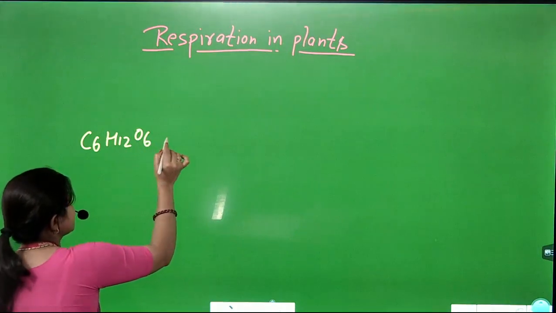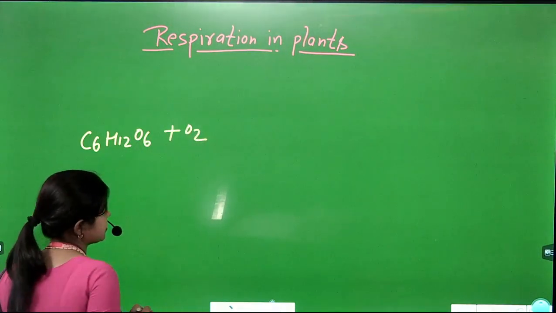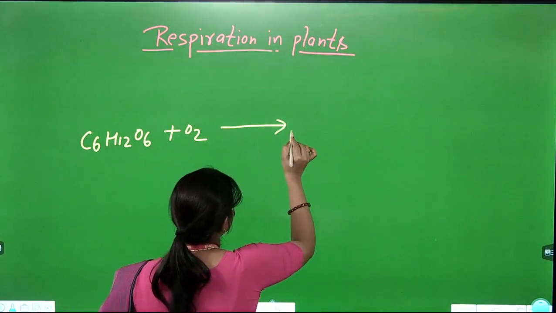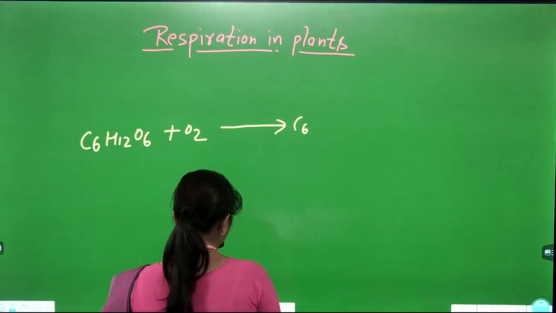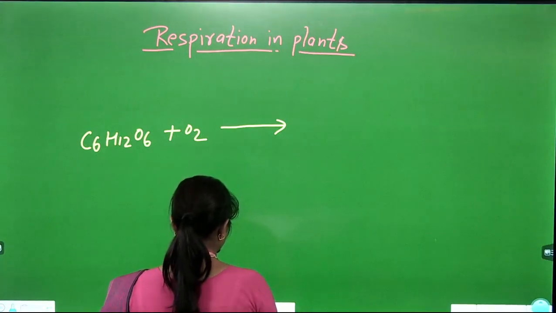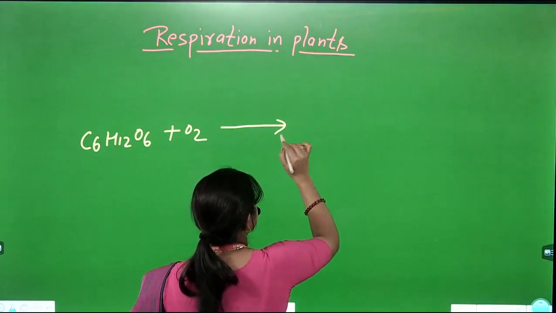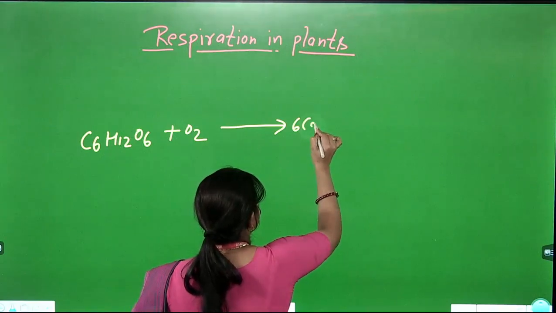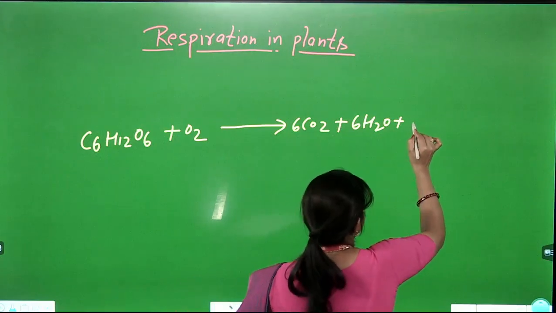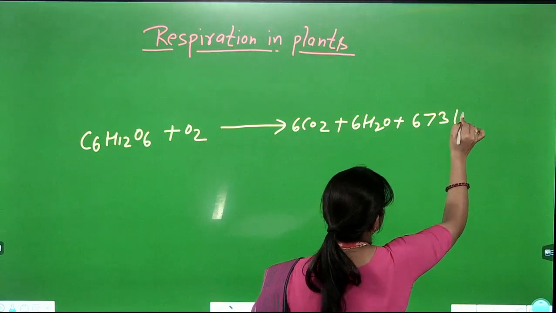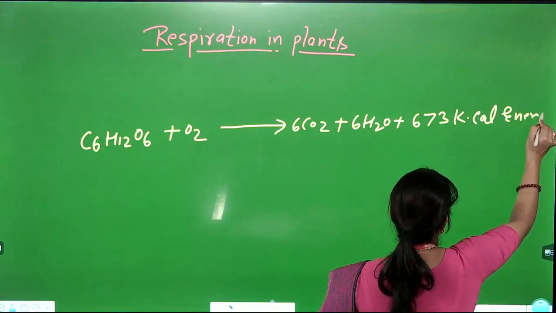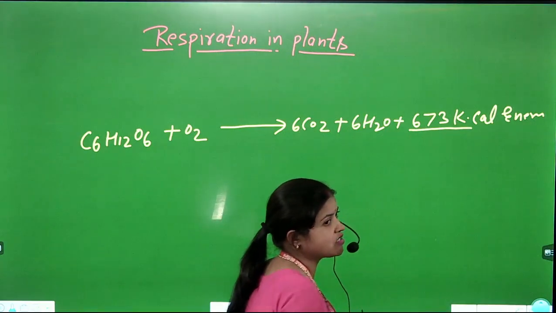So the definition of respiration is: glucose, C6H12O6, in the presence of oxygen breaks into 6CO2, 6H2O plus 673 kilocalorie energy. Okay student, or you can say 38 ATP.